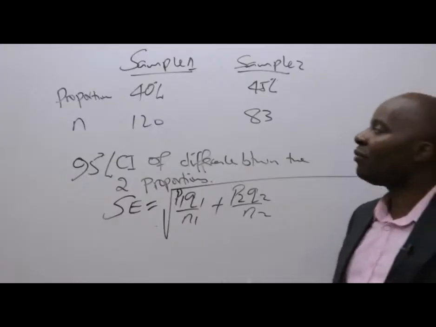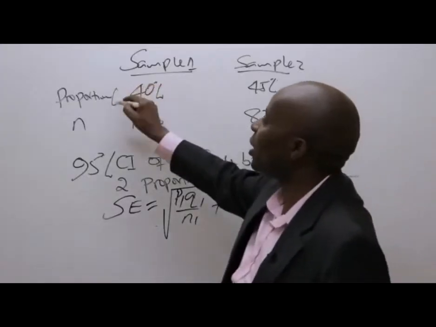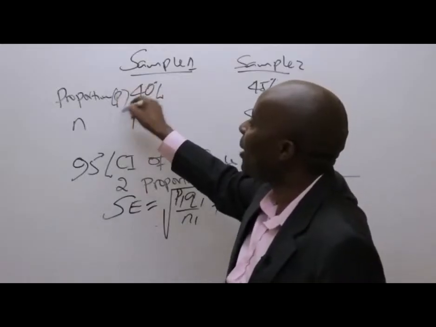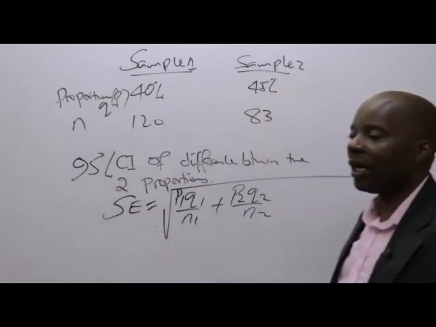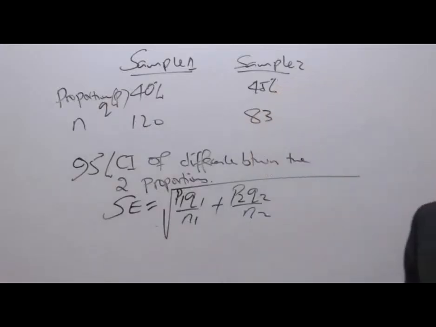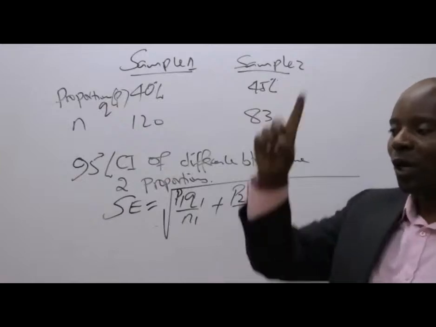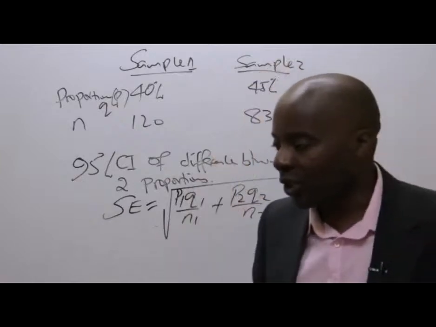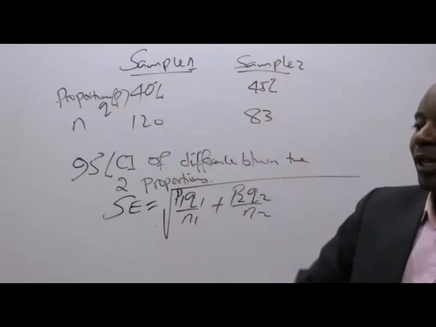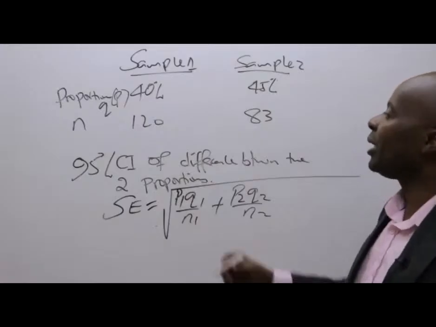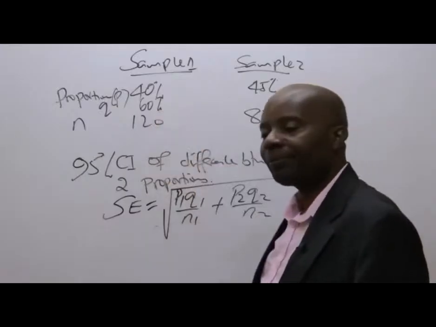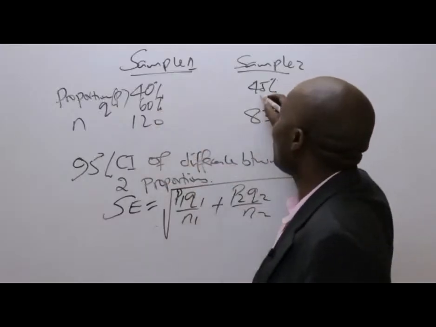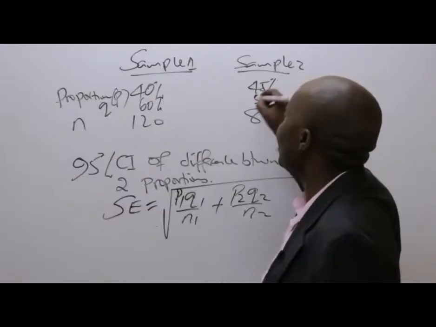So when you have these proportions, these are your P. You need to introduce the Q's, bearing in mind that P plus Q must always add up to 1, meaning 100%. Meaning that Q here will be 60%. Ladies and gentlemen, Q for this will be 55%.